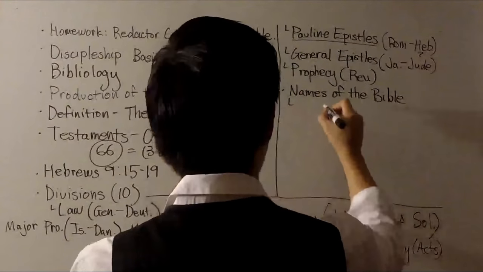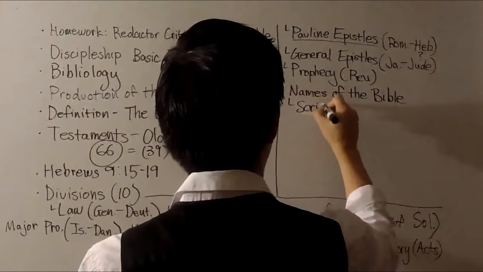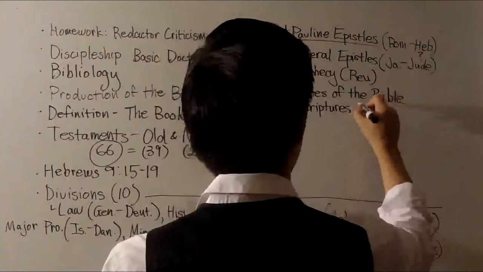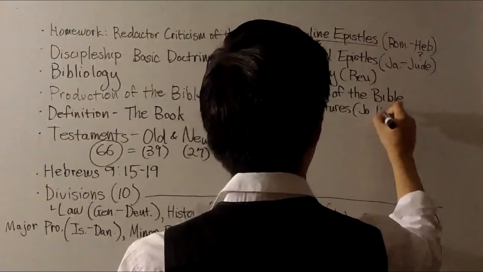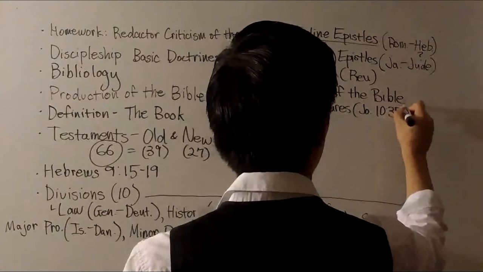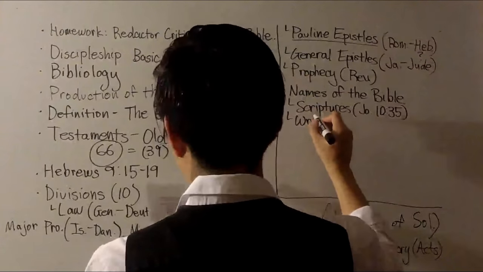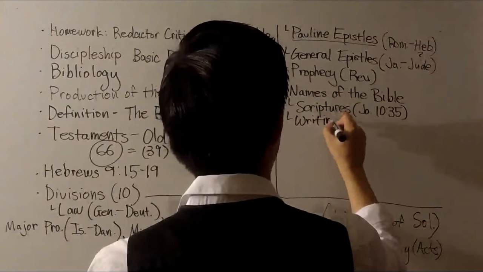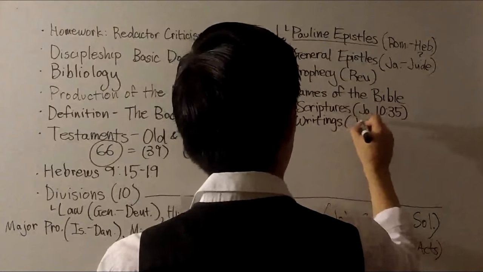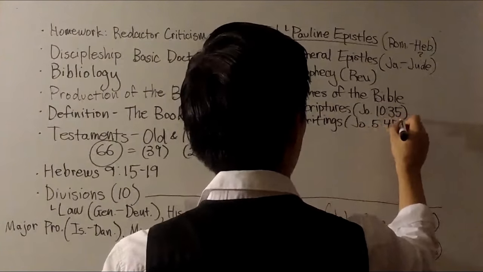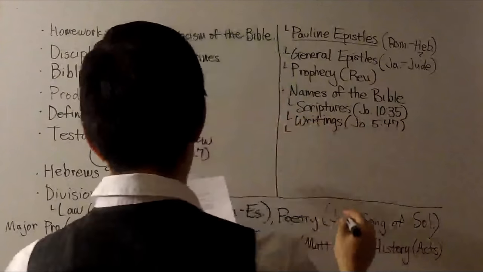It's going to be called scriptures. That's John 10:35. Go to John chapter 10, and we'll look at verse 35. I'll write these remaining ones down. It's also called writings. And then I'll write the passage here, John 5:47. Try to go to these four passages when you can.